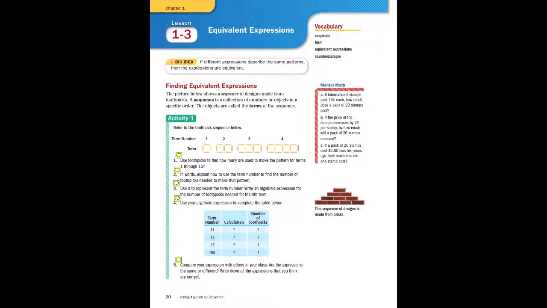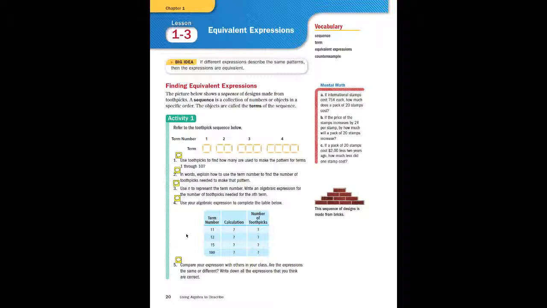We've got a table to fill out. You should have done this with your best effort. Term numbers 11, 12, 15, and 100. What was the calculation used? The calculation used is going to be whatever expression you came up with, and then the number of toothpicks is going to be what that expression equals. How many toothpicks are there? If you haven't done this, but now it might make more sense to you, again, pause the video, go work on it, come back, and then I'll walk you through the answer.